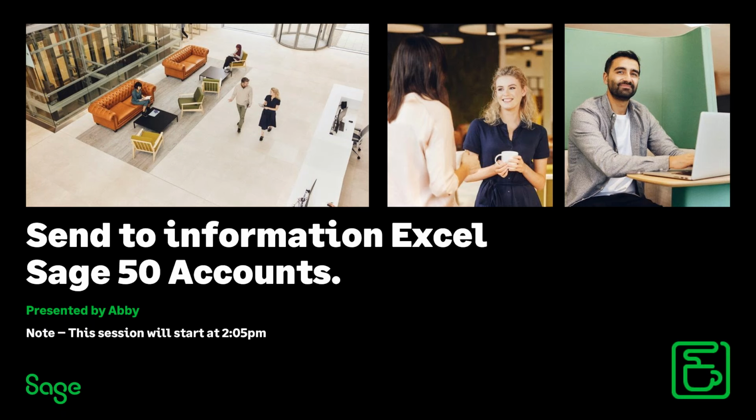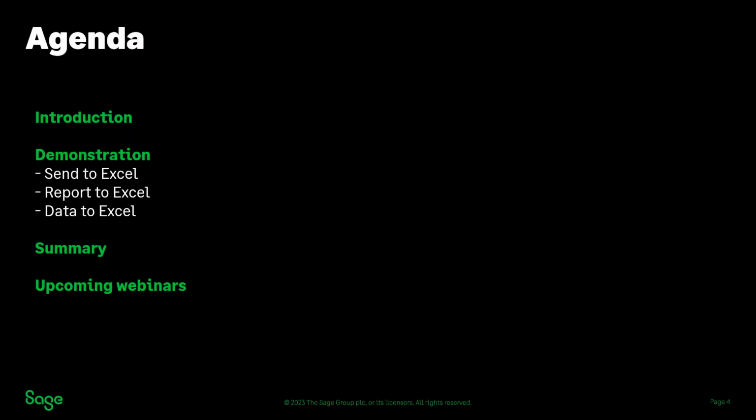This is where we're going to be covering the different options to get your data from Sage 50 Accounts into Excel. And this is what we're going to be covering today. We're going to start by introducing the topic and the differences between the options that you have in the software. I will then demonstrate each option within the software as well. And at the end of the demonstration, I will then come back to my slides to summarise the session and then talk about upcoming webinars.